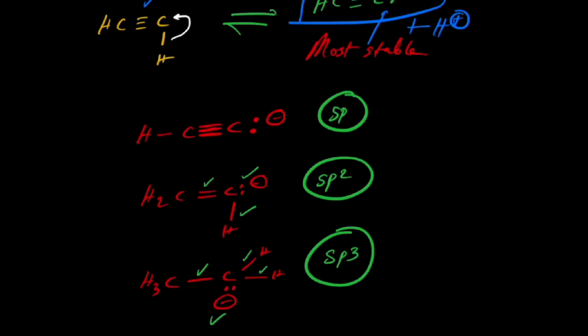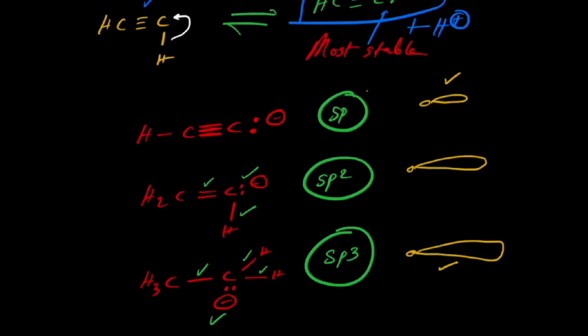Now I told you already, when you have sp hybridization, the orbital is short. In sp2 the orbital is a little bit long, and in sp3 the orbital is longest. Now why is it so? Here p character is more. Here p character is less. That's why it is short. Now tell me, in which case are the electrons held close to the nucleus, in sp or in sp3?